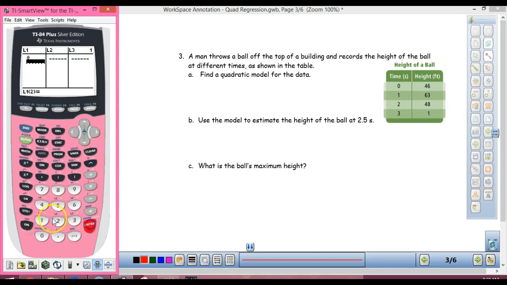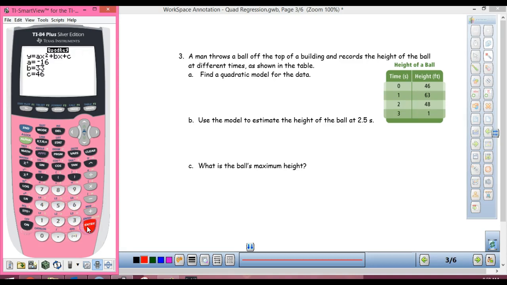Now I can enter them in 0, 1, 2, 3. Moving over 46, 63, 48, 1. All right, so now what? Graph. Not seeing anything, so what? Zoom 9. Okay, then what? Stat. Over to calc. We want 5 because we're doing quadratic regression.